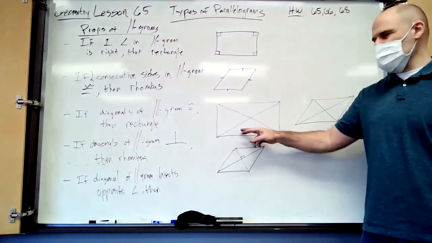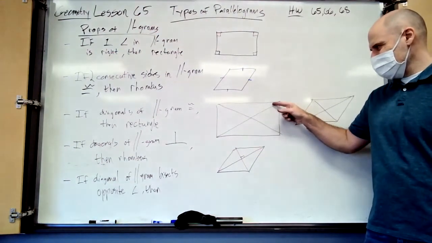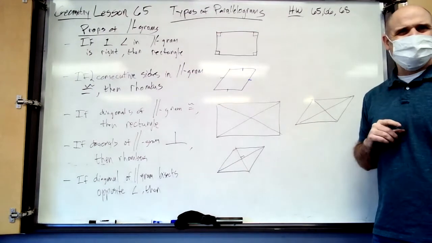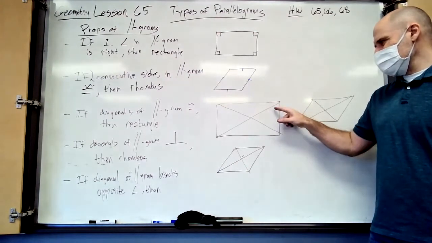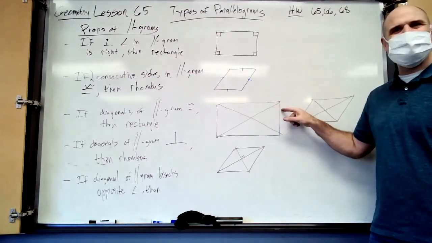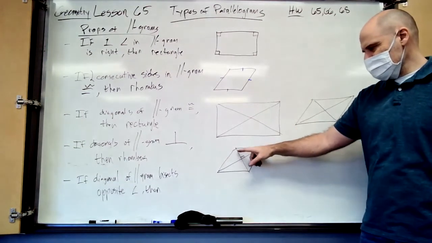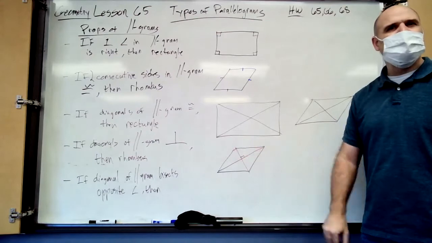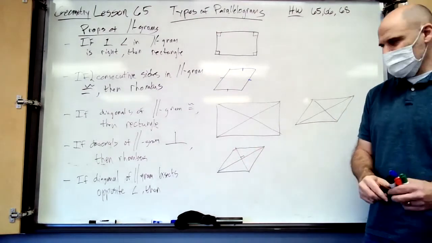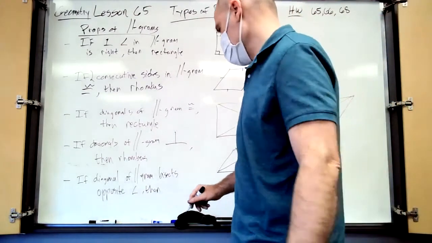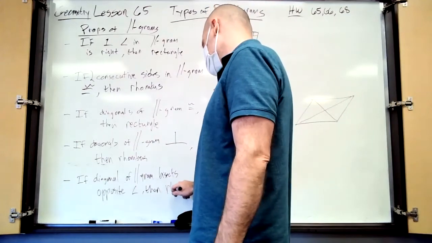Okay, so let's look at this. Does this diagonal bisect that angle? Doesn't look like it. It looks like this angle is a little bit bigger than that, or a little bit smaller than this angle, right? What about here? Does this diagonal bisect that angle? Looks like it. So guess what it is? It's a rhombus.